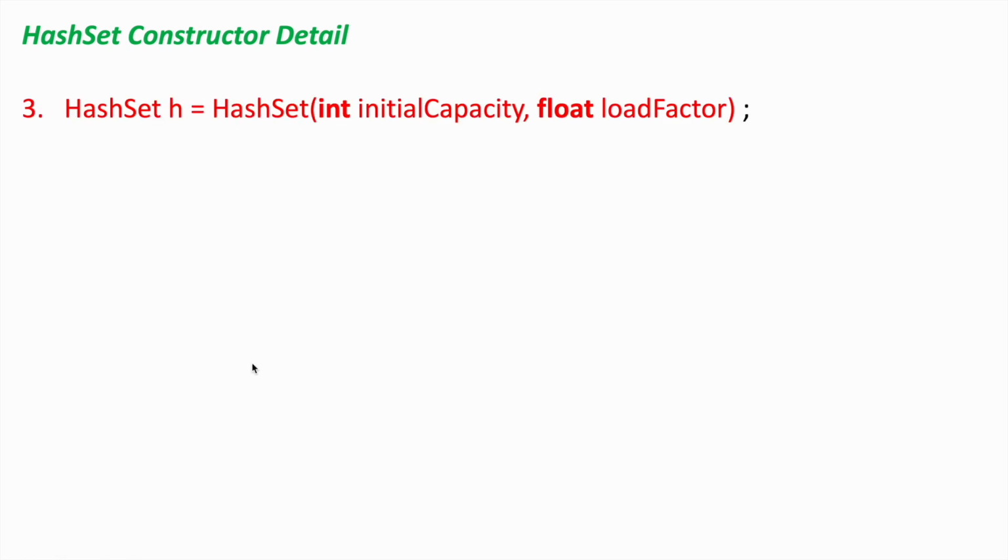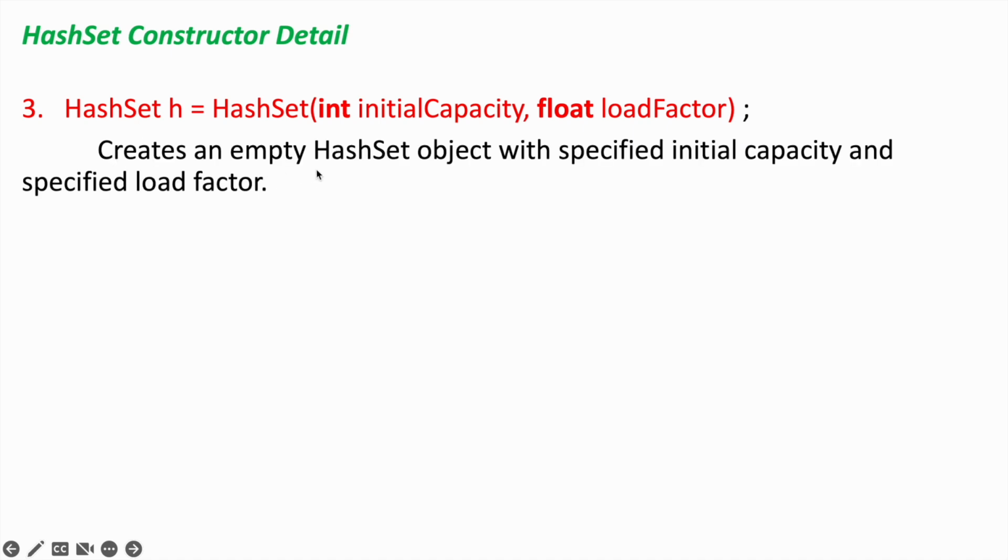And the next constructor is HashSet h = new HashSet(initialCapacity, loadFactor). By using this constructor, we can create an empty HashSet object with a specified initial capacity and also a specified load factor. So the new HashSet object will be created with whatever initial capacity we provided, and the load factor will be whatever value we have given. So the load factor decides when the new object needs to be created.